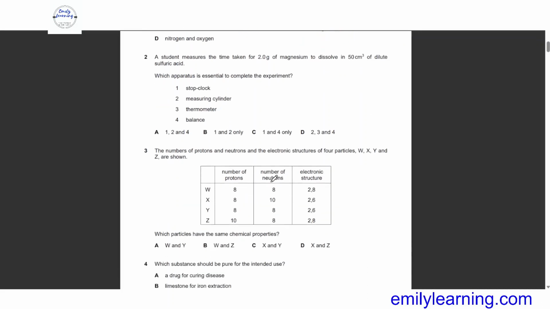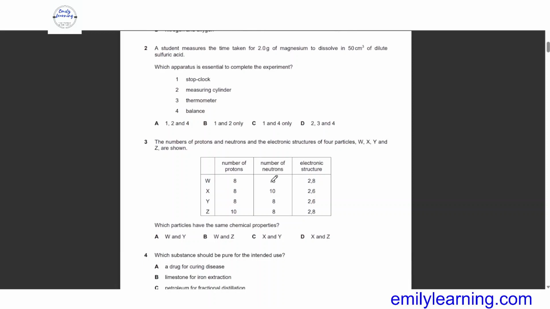Next, let's move on to question 2. Question 2 is a question that you will see also in paper 1, so it was also tested in the core syllabus. Okay, so now let's look at it. A student measures the time taken for 2 grams of magnesium to dissolve in 50 cm³ of dilute sulfuric acid. So which apparatus is essential to complete the experiment?